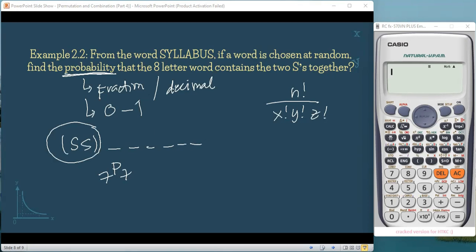Pero dito po kasi sa problem natin, si S and S kailangan daw po laging magkasama. All over. So, ilan na lang po my dear students, kung ito pong si S and S, bibilangin lang po natin siya as one letter kasi nga po hindi na natin sila pwedeng paghiwalayin. Ilan na lang po my dear students dito sa word syllabus ang nauulit. So, si S and S, hindi na sila kasama sa options na pwedeng maulit. Ilan na lang po yung letters na pwedeng maulit.